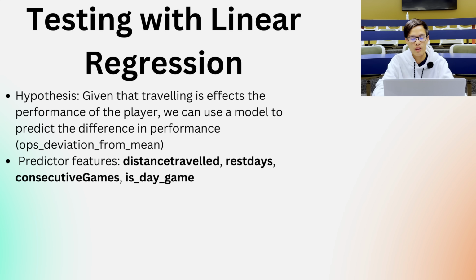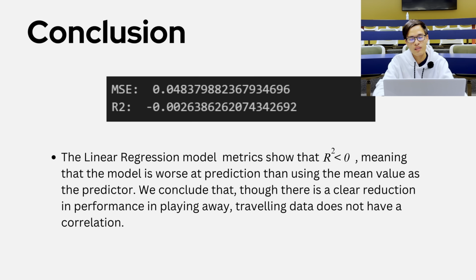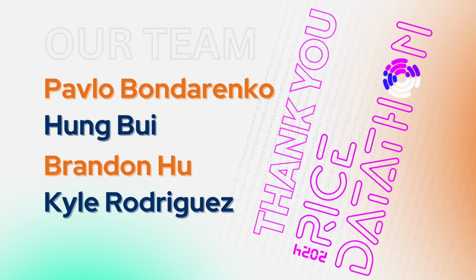To test whether traveling has any correlation with this trend, we used a linear regression model with traveling features as predictors to predict the deviation from average performance. However, this is the resulting R-squared metric of this model, and it being negative shows that this model with traveling predictors is actually worse than using the mean as a predictor. So we conclude that there is a significant reduction in performance when playing as an away team. However, traveling does not play a role in this trend.